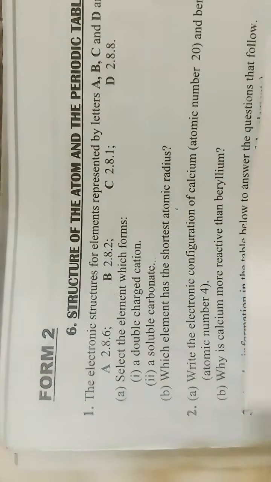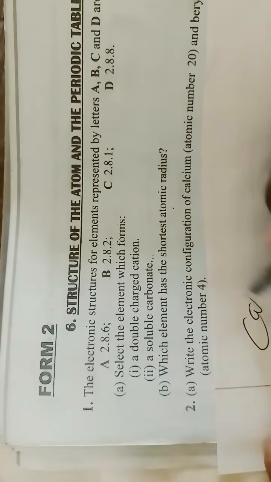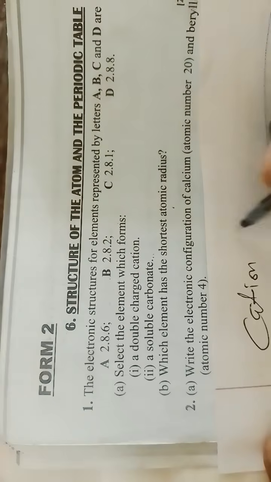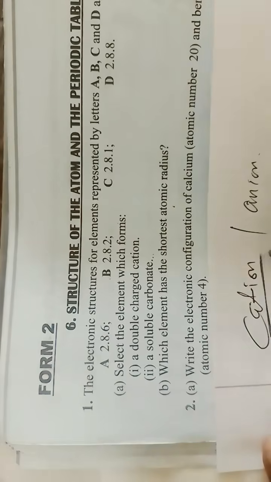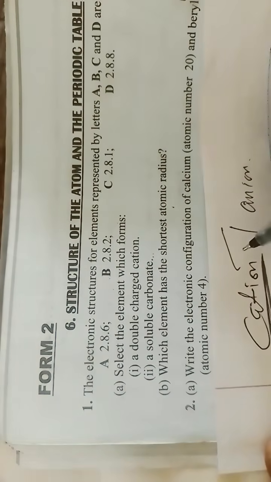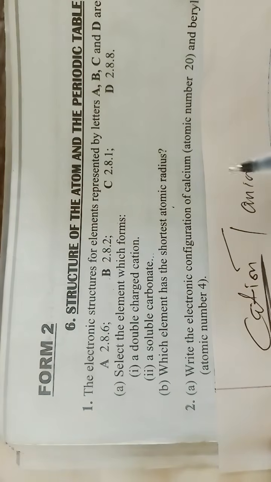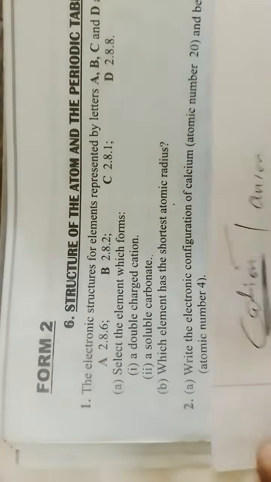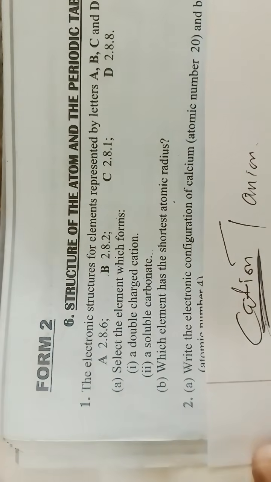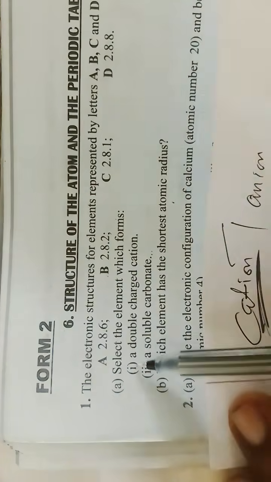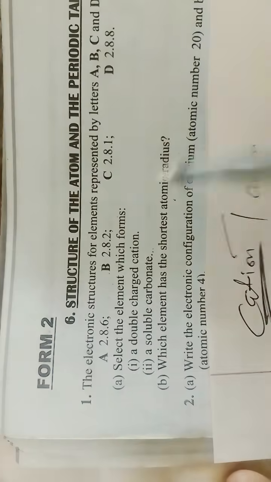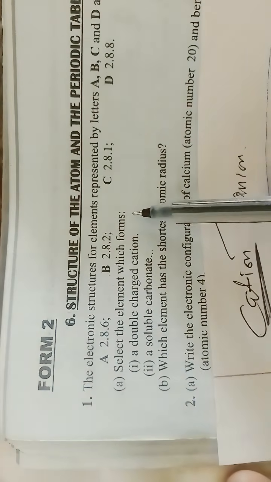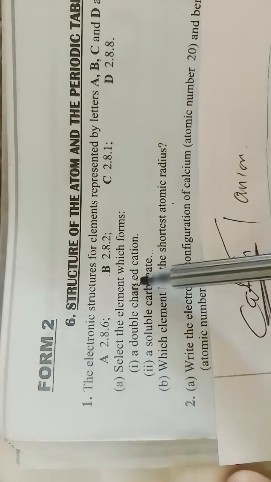So for this one, we should be in a position to define a cation and an ion. So what is a cation? A cation is a positively charged ion, meaning it is an ion that has lost electrons. So that one we refer to as a cation. But according to the question, Roman 1, a double charged cation means it is the ion that is going to lose 2 electrons.